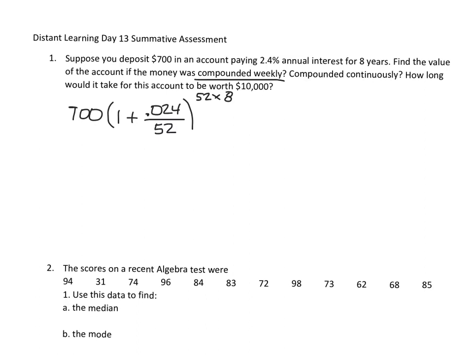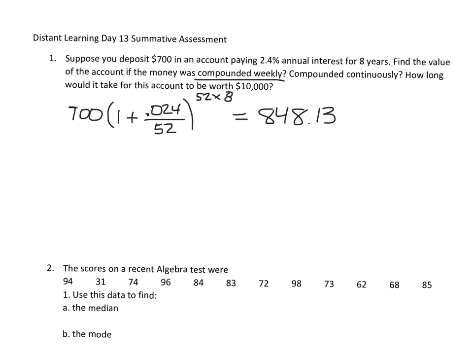So on your calculator, I would just put in 700, parentheses 1 plus 0.024 divided by 52, close that parenthesis, and then take that to the 52 times 8 power. And that would give you a total of $848.13.